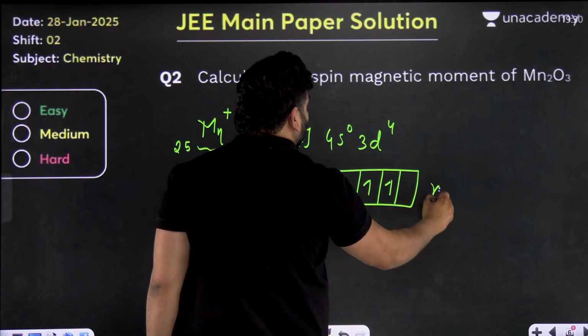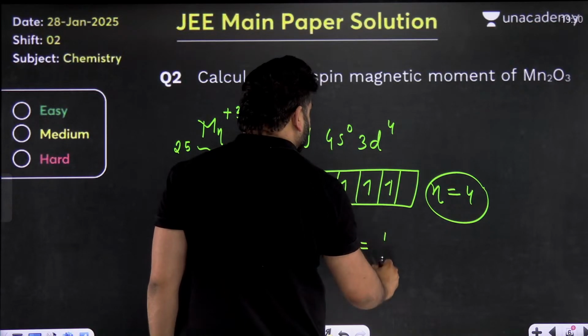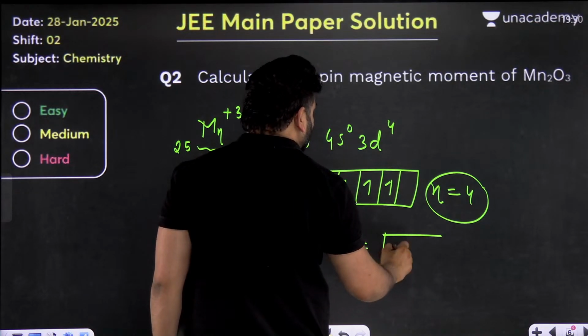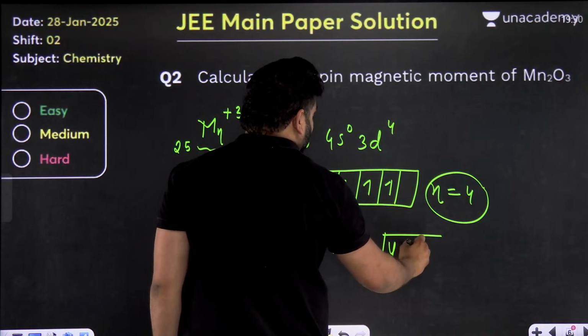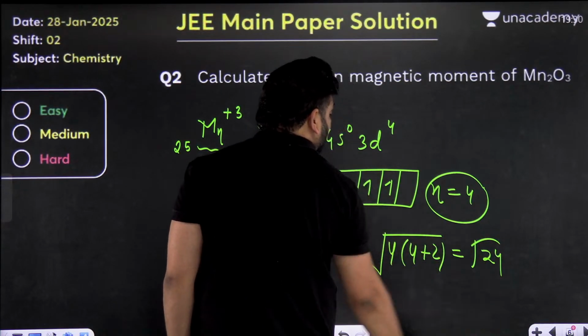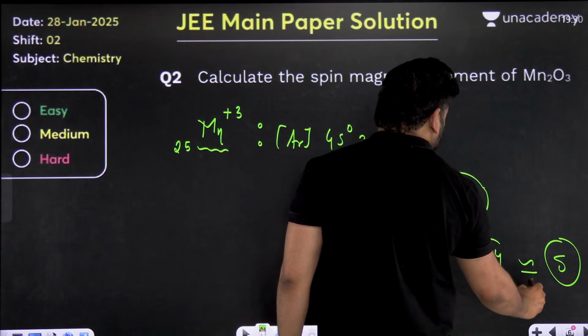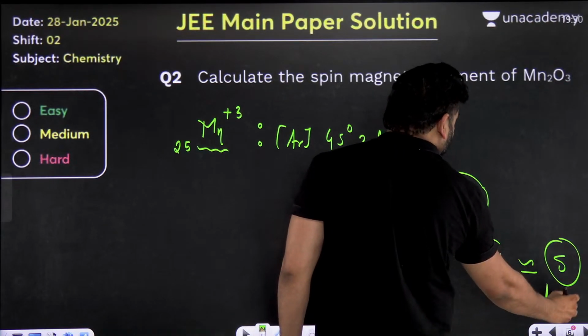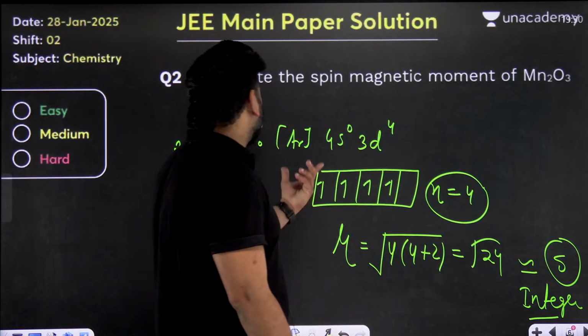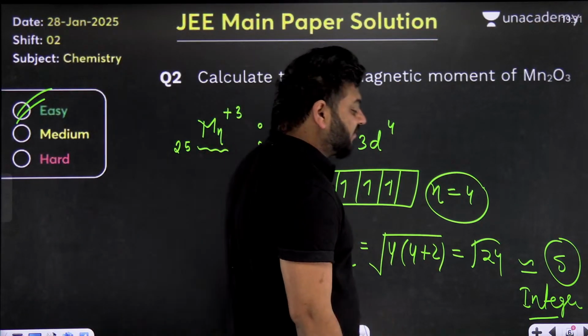So how many unpaired electrons can we find here? 4. So what will be the value of magnetic moment? It will be the square root of n into n plus 2. So this becomes the square root of 4 into 4 plus 2, which is 4 into 6, the square root of 24. It will nearly come up as 5 as the nearest integer. 5 is the correct answer. Anyway, it is an easy question. I'll mark this question as an easy question.